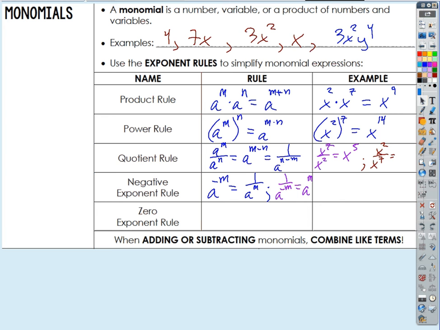Okay, so we left off with the negative exponent rule. Can I get everybody's books up here?